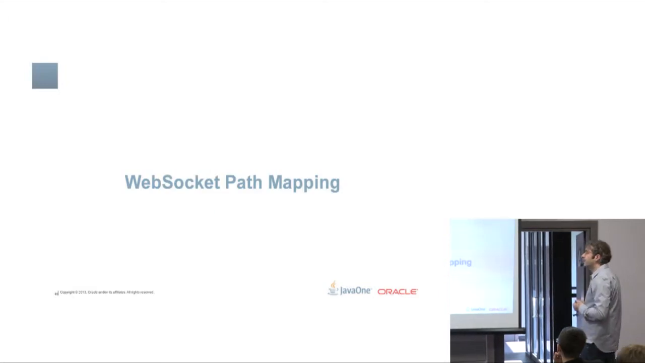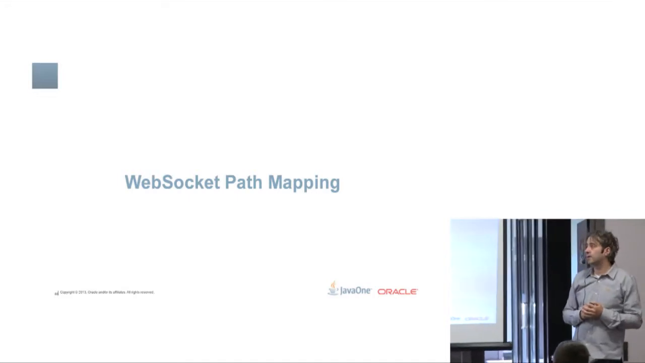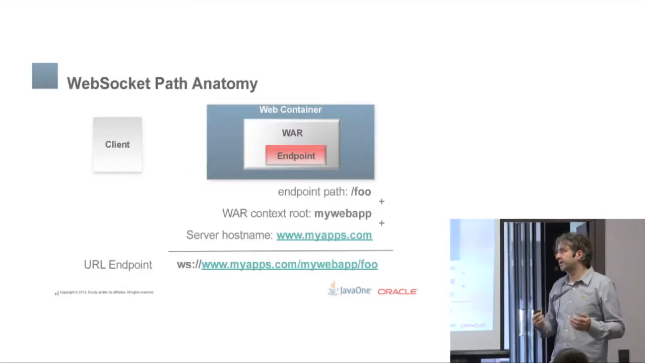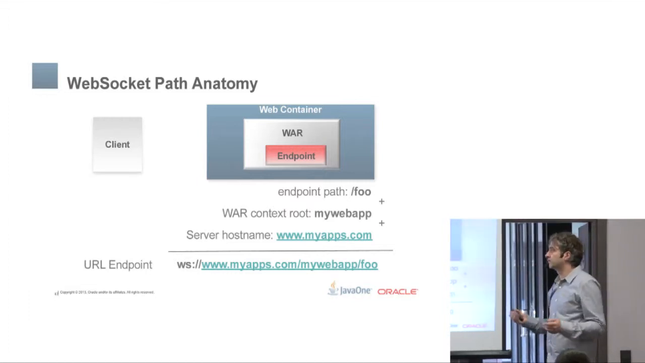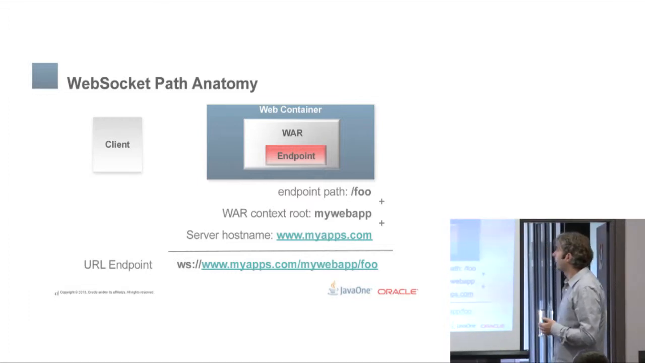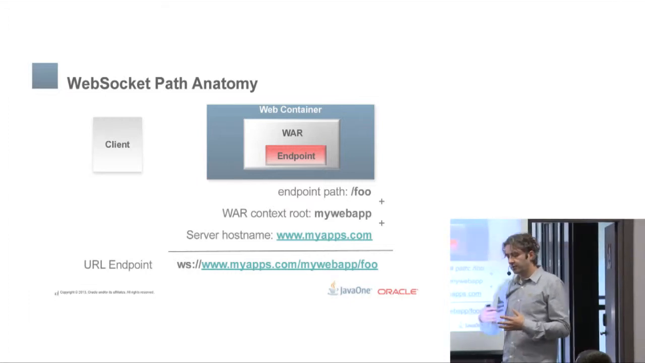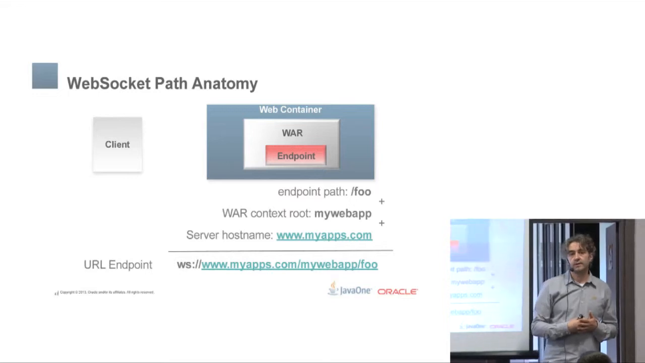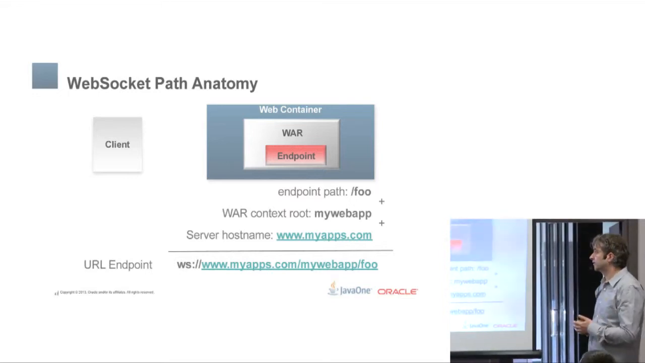So, path mapping, that's something which is easy to understand, but well, you need to understand it, because most of the time when we have an issue with WebSocket, it's because something is wrong in the path. So, from a technical point of view, when we deploy a WebSocket application on the server side, it's deployed within the web container as a WAR, so as a web application.